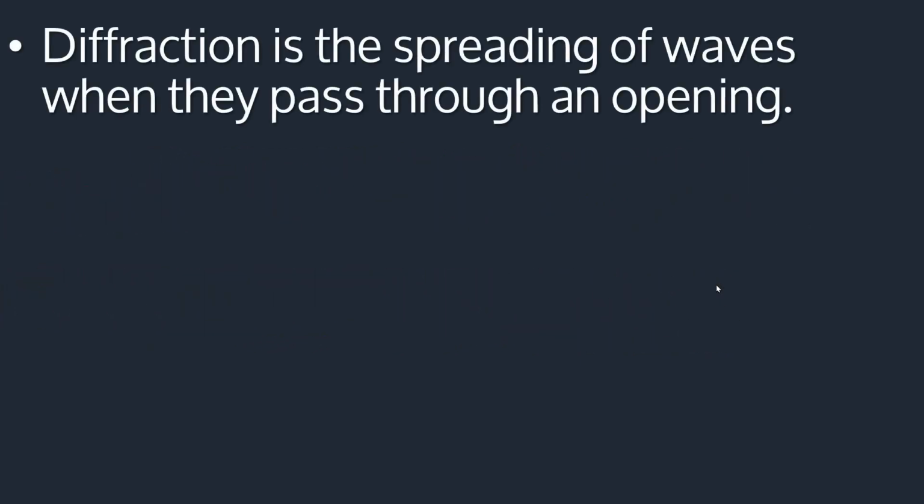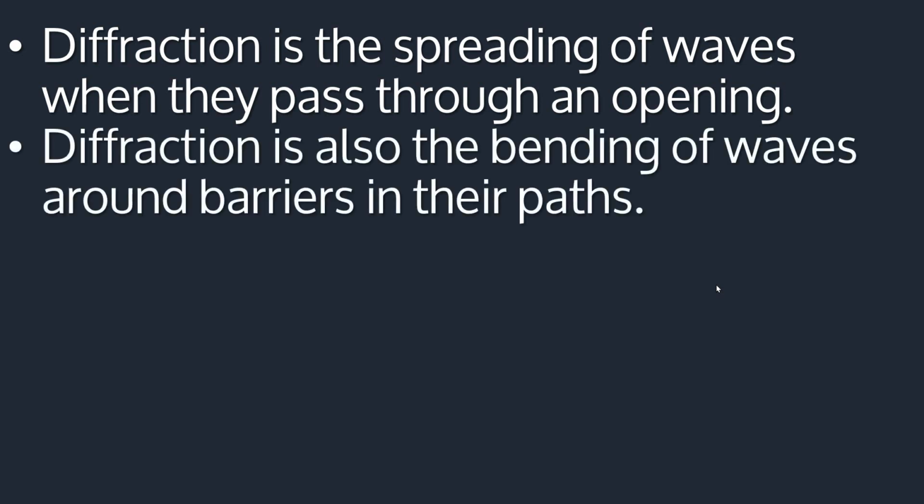Now, diffraction is a spreading of waves when they pass through an opening. That is the first case that we have to know, that diffraction is said to have taken place when waves spread when they pass through an opening. Or, on the other hand, diffraction is also the bending of waves around barriers in their path. So you can combine the two. You can say diffraction is a spreading of waves when they pass through an opening, and the bending of waves around barriers in their path. That will be more complete. If you just state it either way, you'll still be marked correct.